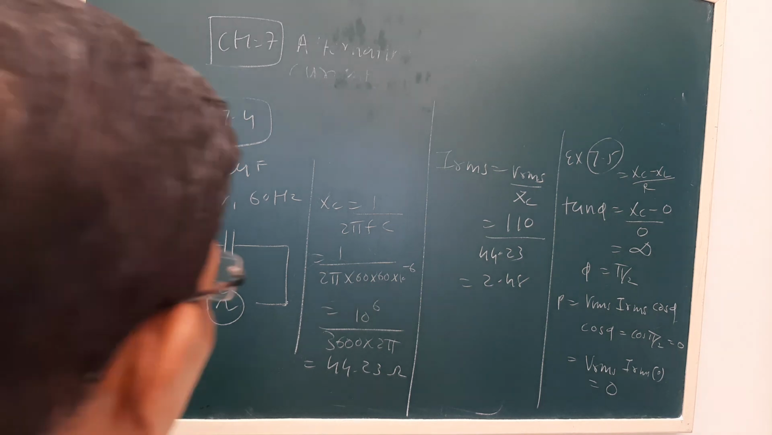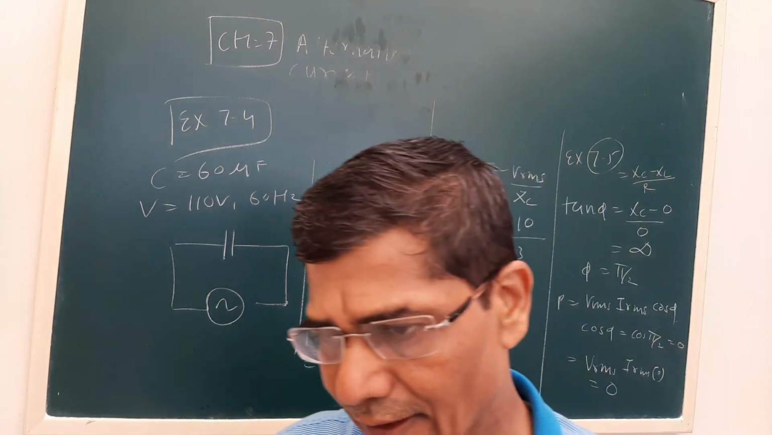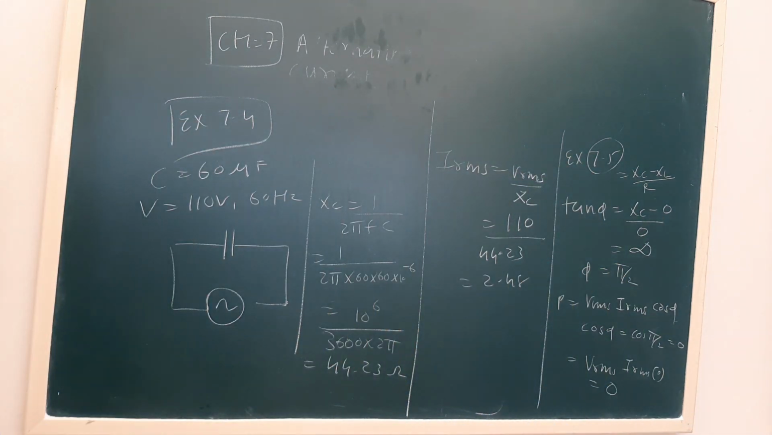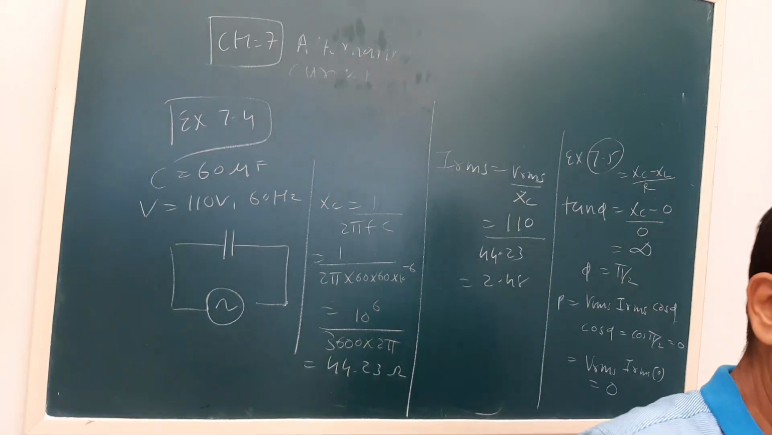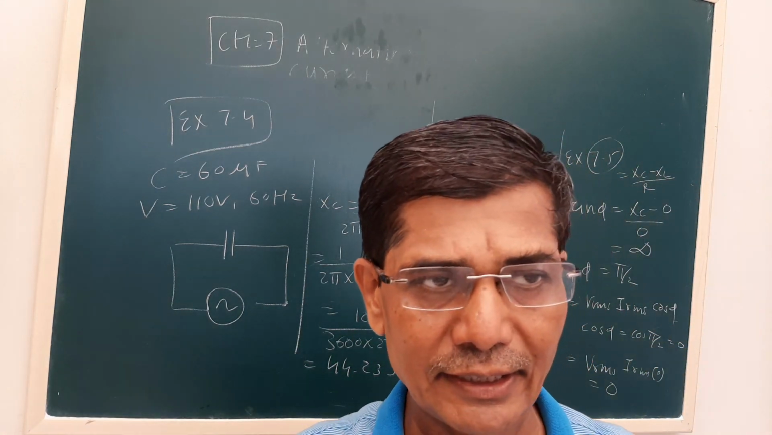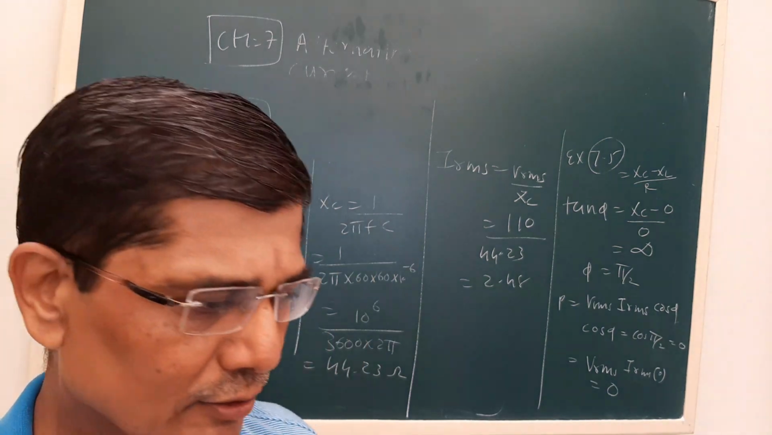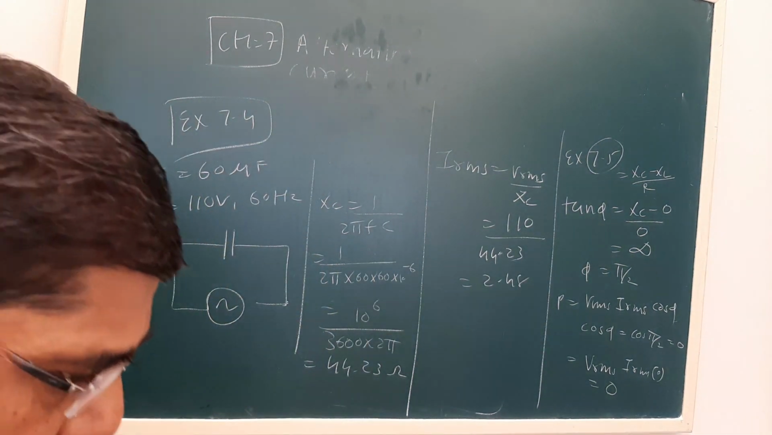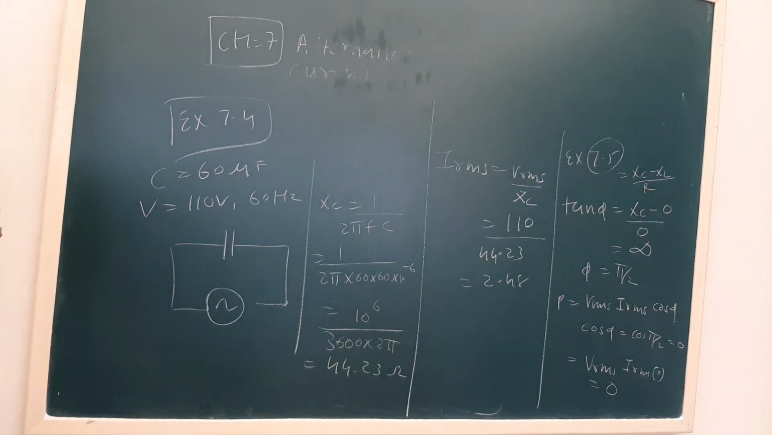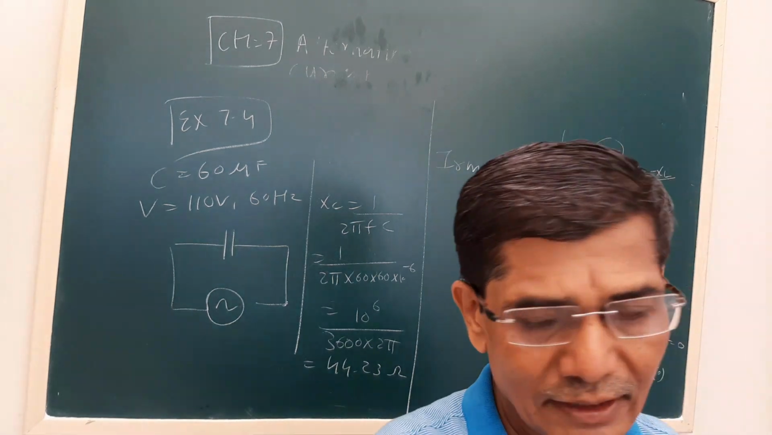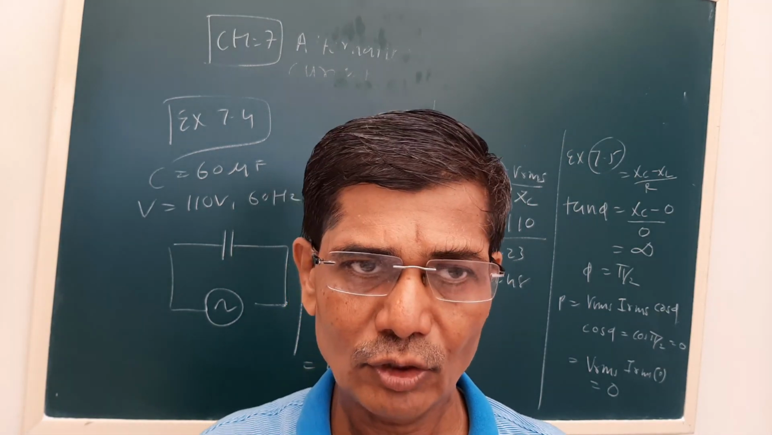So see our exercise numbers 7.4 and 7.3. These are the cases of wattless current. We have obtained the value of the current. The current will flow in the circuit, but the numerical value of the power is 0. So that is a wattless current. Such current we call wattless. So these are the exercise sums. Next time we'll complete the exercise numericals and we'll take MCQs also. Thank you.